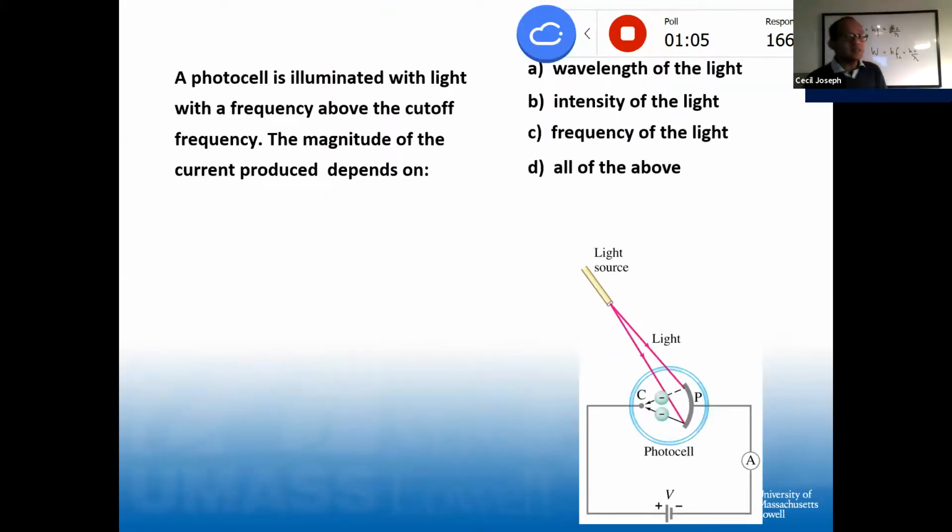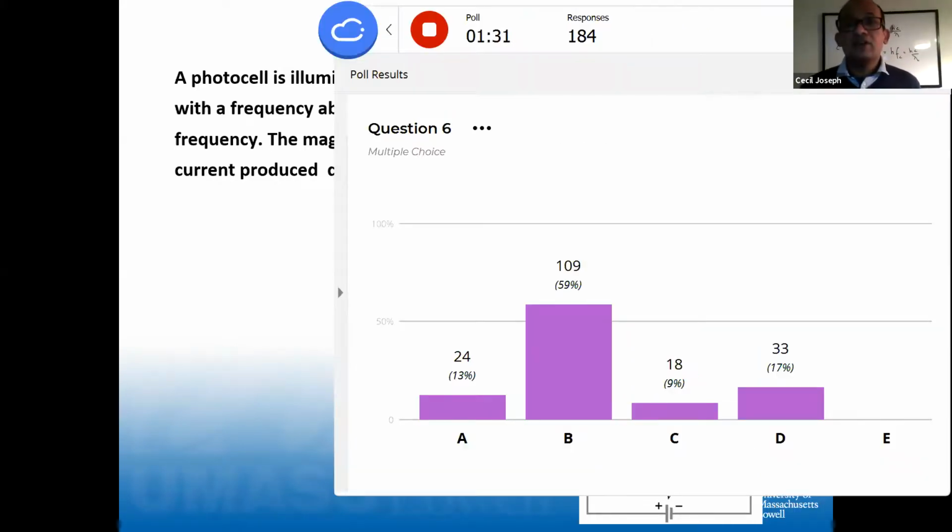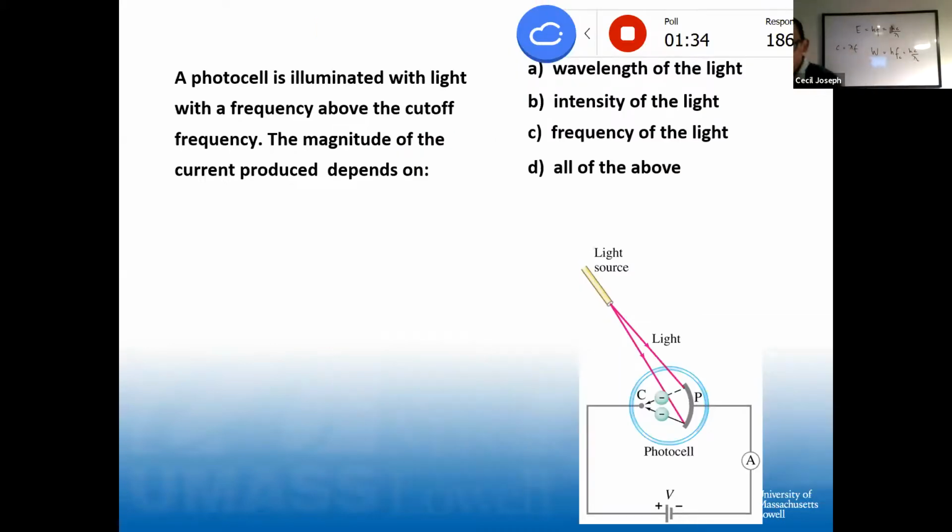This is very similar to the question you just answered. When we're talking about the magnitude of the current, what we're literally talking about is the number of ejected electrons. So out of the options given in this question, which of these options will change the number of ejected electrons? How do I change the number of ejected electrons? Very good. Okay, click something.